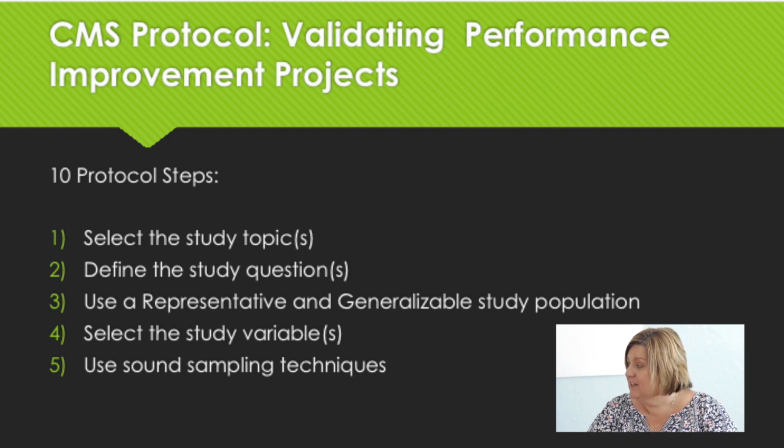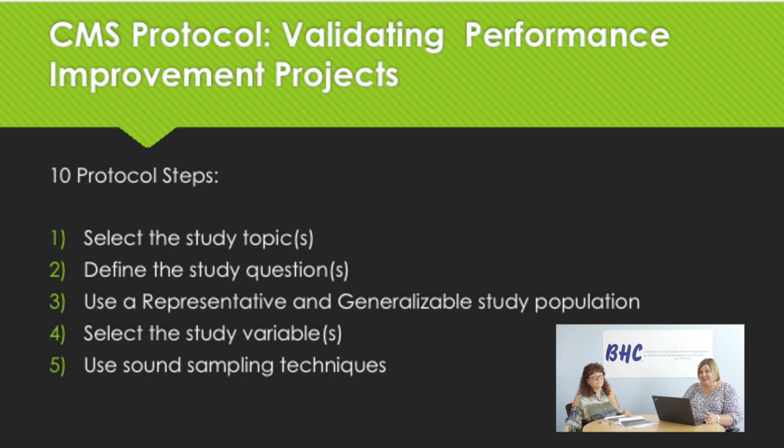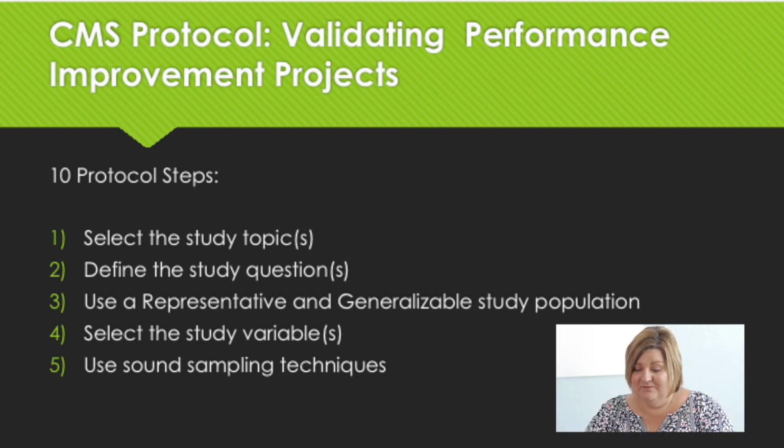The first is to select a study topic. And of course, to select a study topic, you need to do research and determine whether or not there's a problem in your area. And then the next one is to define a study question. Then you want to use a representative and generalizable study population, which means a population that can be repeated. So if you choose to use your entire population, then obviously that's representative of your population. But if you choose to use a smaller subset, then it needs to be defined and something that can be generalized over the rest of the population.